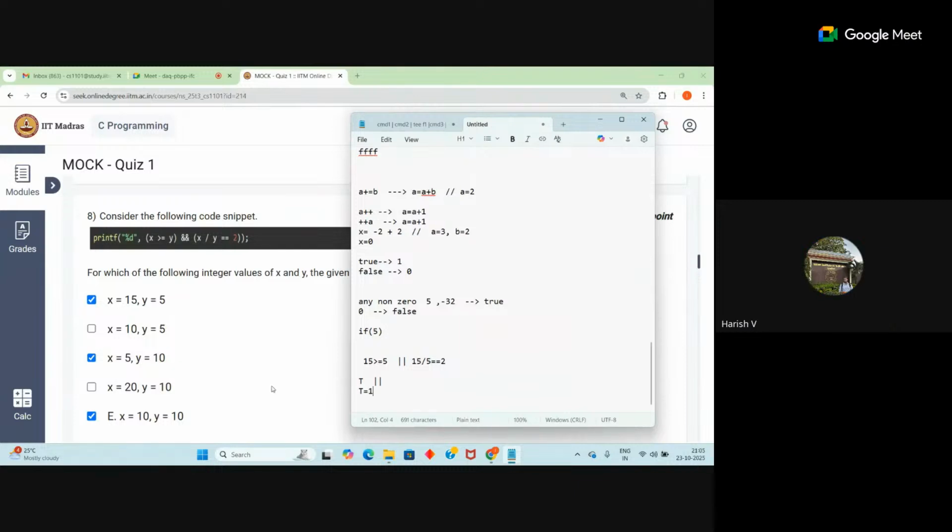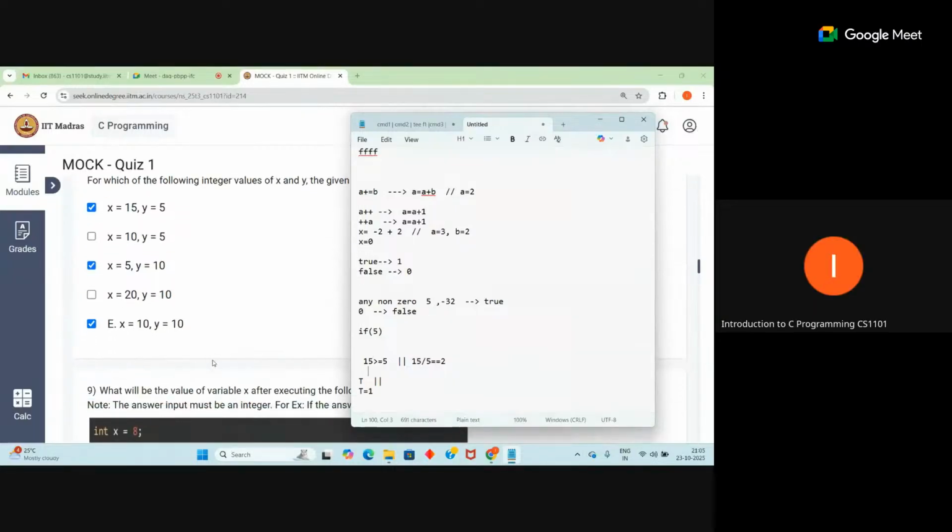NOT is also similar. NOT means a single unary operator. That means if it is true, it will return false. If it is false, it will return true. Unary means it will work on only one operand.